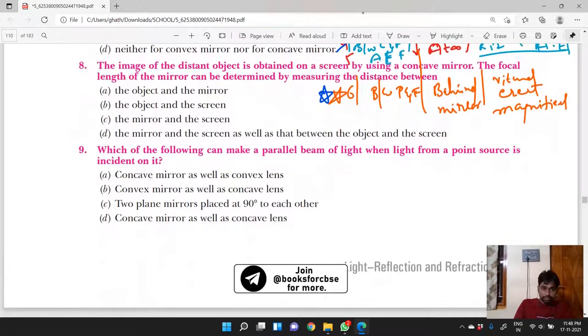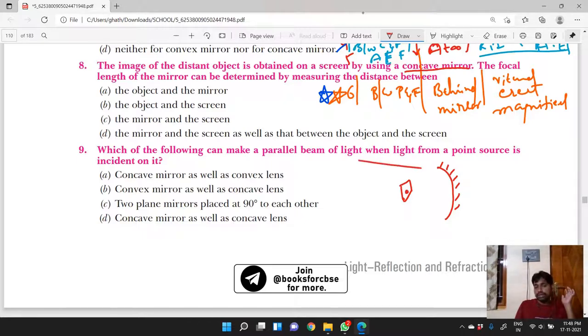Next, the image of a distant object is obtained on the screen by using a concave mirror. The focal length of the mirror can be determined by using the distance between. Very simple, if you want to know the focal length, then we have to place the screen near the focus. It forms a dot size.